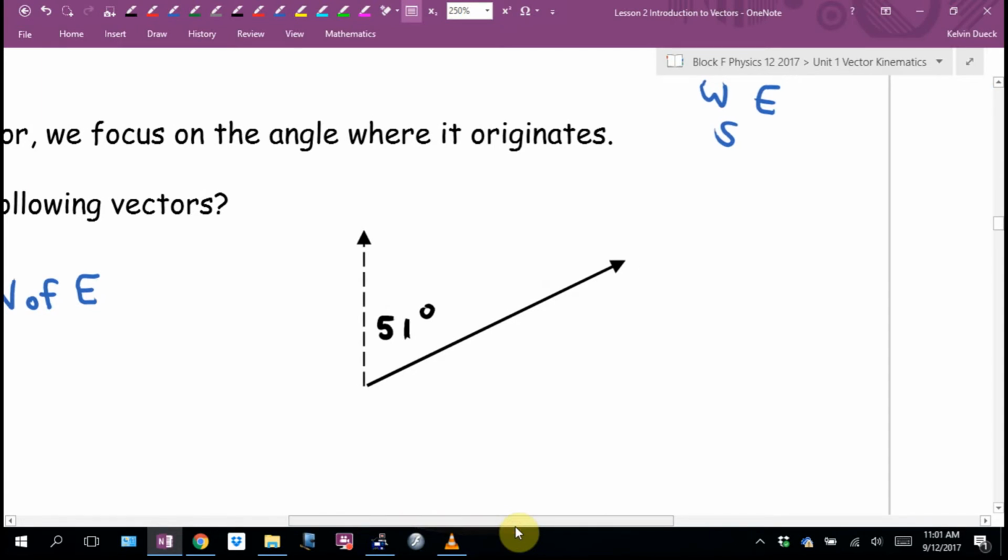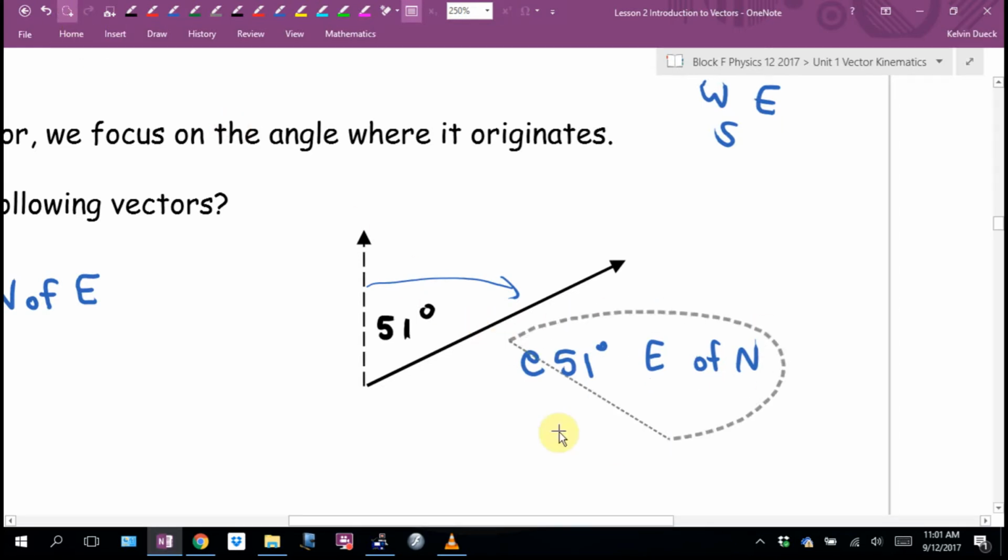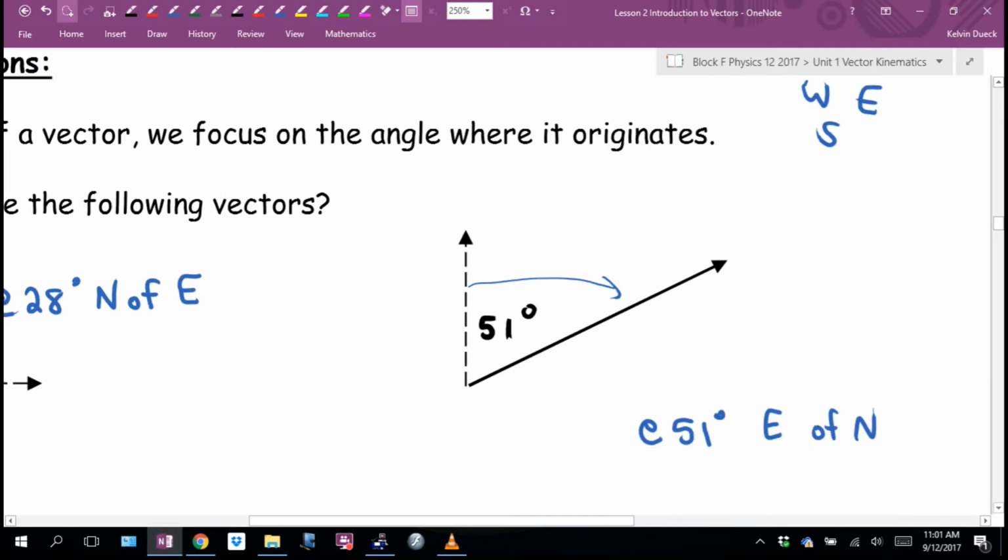Next one. At 51 degrees. Gurjot, see the 2 lines, one slanty, one nice. What direction is the nice line pointing? So it's going to be of north. From this nice line, what direction do you have to go to hit the slanty? This would be 51 degrees east of north. That's how you would write that angle. That's how you would give the instructions to anybody else so they could recreate that angle.